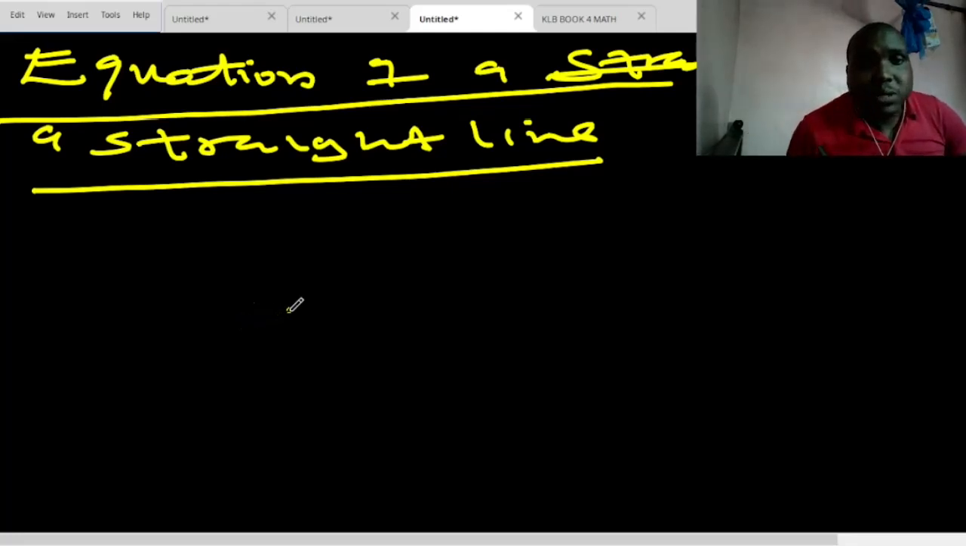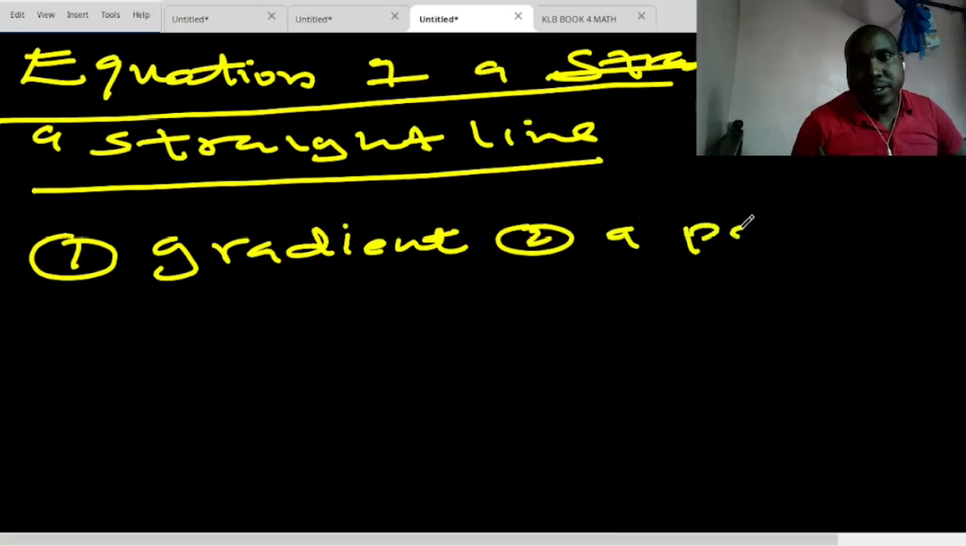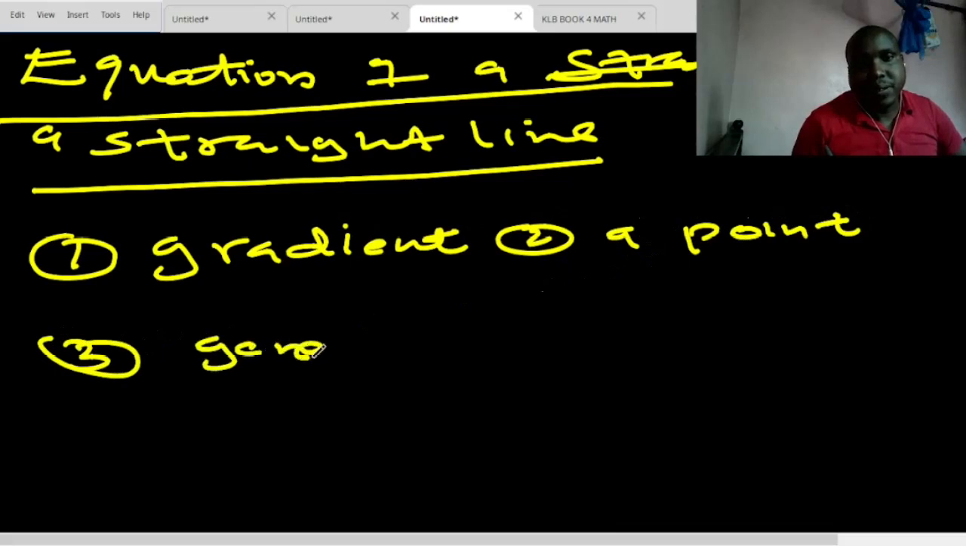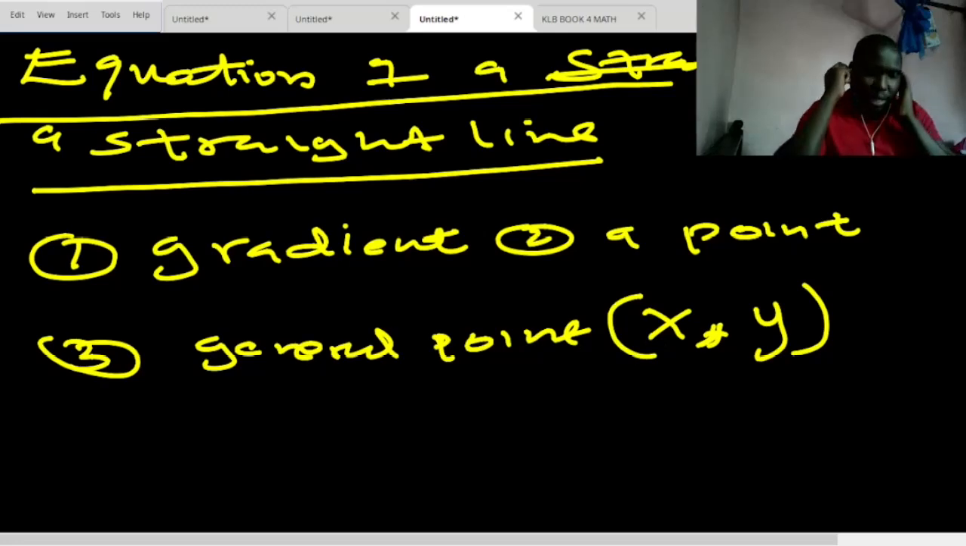To determine the equation of a straight line, you need 3 things. Number 1, you need the gradient. Number 2, you need one point. Number 3, you need the general point, (x, y). So these are the 3 things which you need to calculate the equation of a straight line. Let's go and look at an example.